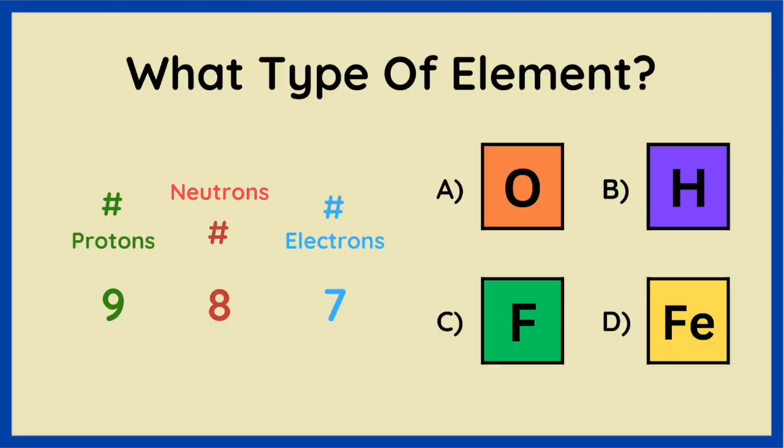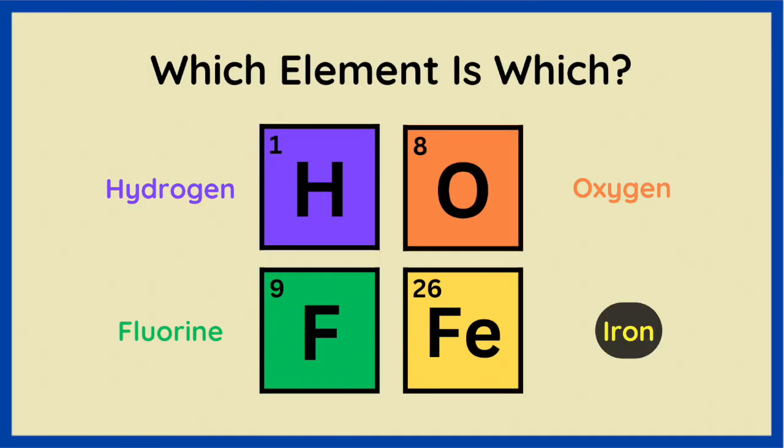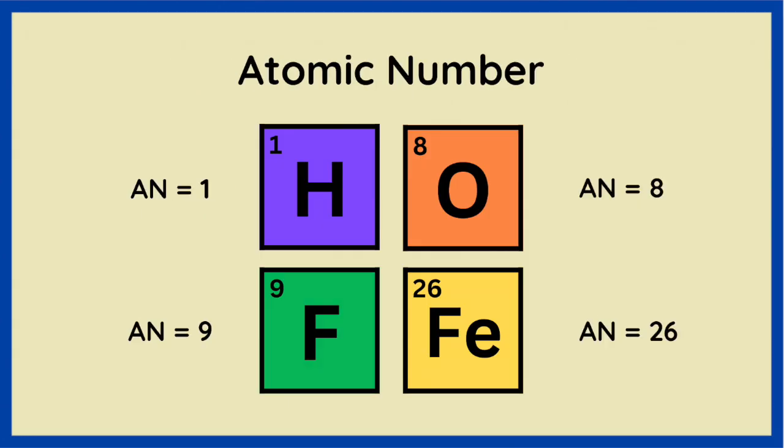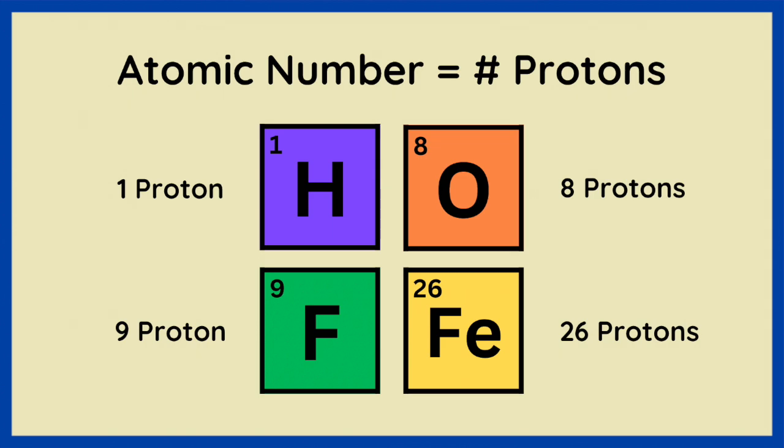But how does that help us discover the elements of interest? Well, let's first identify these elements. We've got hydrogen, oxygen, fluorine, and iron. And you may have noticed that there's a number in the corner of each elemental box. This is called the atomic number, and it's unique and distinguishing for each element. The great news is that atomic number is the exact same thing as proton number.